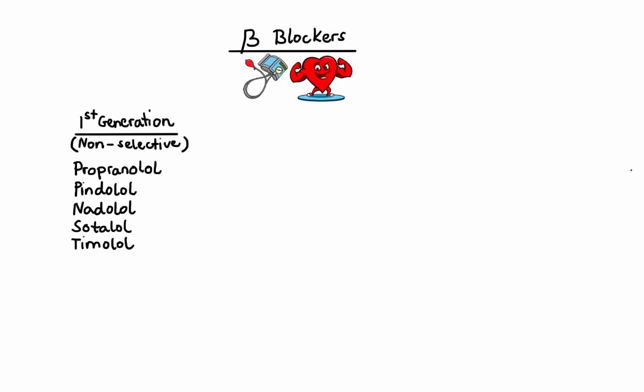Now, practically all of the applications of these agents are based on blockade of beta-1 receptors on the heart, which results in decreased heart rate, delayed conduction through the AV node, and reduced contractility. So the final outcome is decreased cardiac output and decreased oxygen demand of heart muscle.